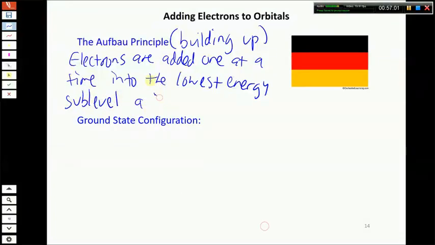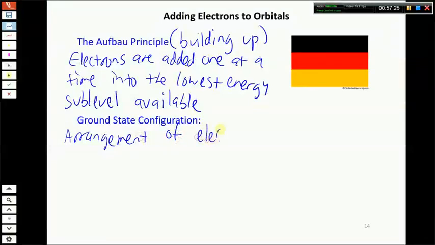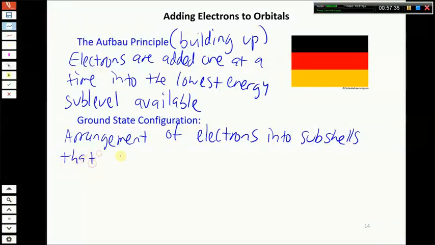All right, so when you're adding electrons to atoms, the first electron is going to go into the lowest energy subshell, and then once you fill that subshell, you're going to start adding electrons to the next one, and the next one, and the next one, until you've added all the electrons that that atom or ion has. And then the ground state configuration would be whatever that arrangement is, the arrangement of electrons into those subshells. And it's the arrangement that has the lowest possible energy.